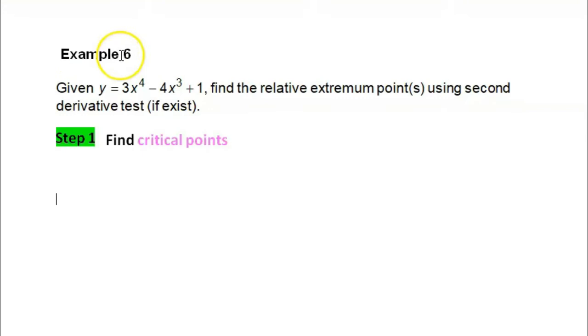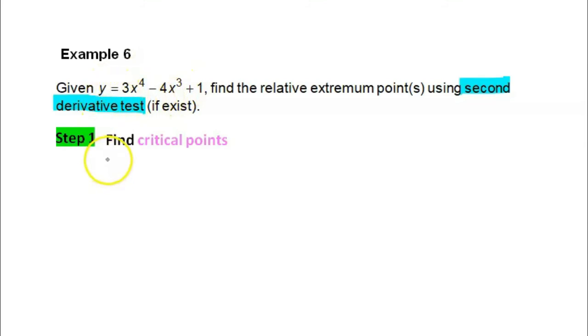Next is example 6. We are given a function y equals 3x to the power of 4 minus 4x cubed plus 1. Find the relative extremum points using, please take note that here we need to use a second derivative test, if they exist. As a first step, we need to find the critical points of this function y.